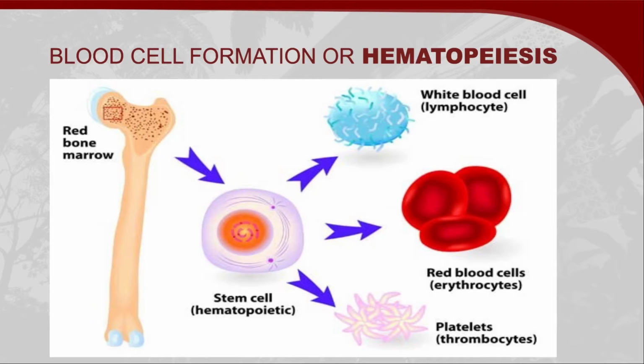Blood cell production is also called hematopoiesis. The central cavity of long bones is filled with marrow. There are two types, yellow marrow and red marrow. Red marrow is where the production of red blood cells, white blood cells, and platelets takes place.